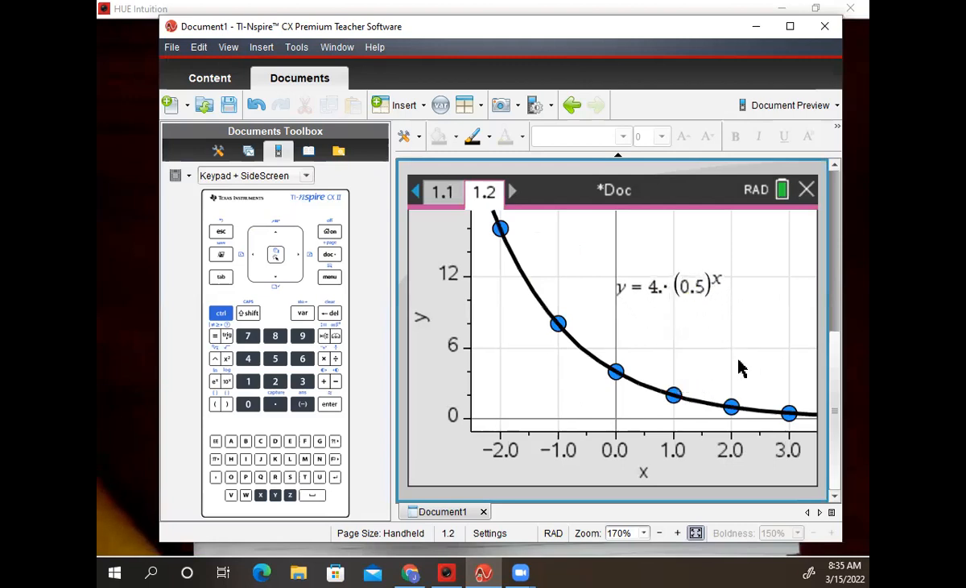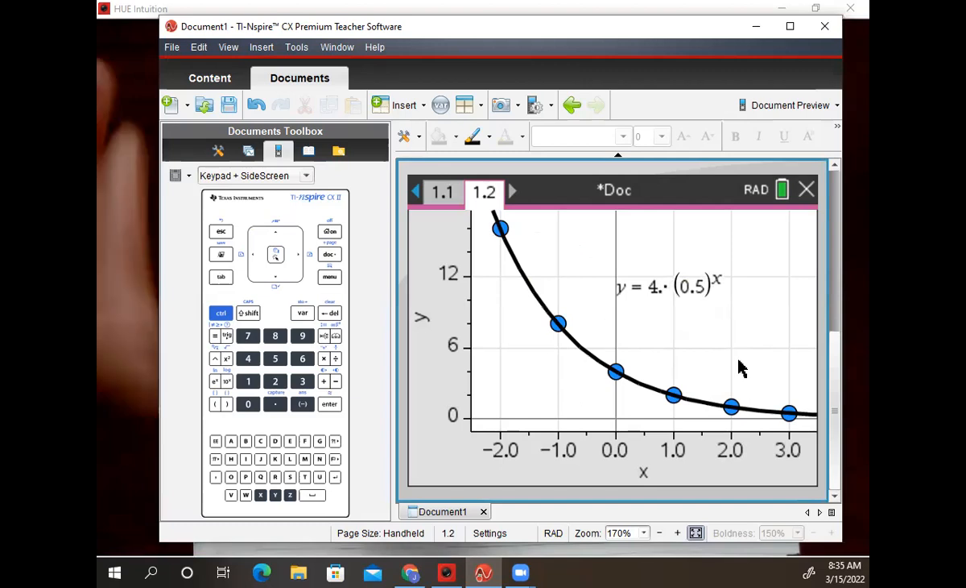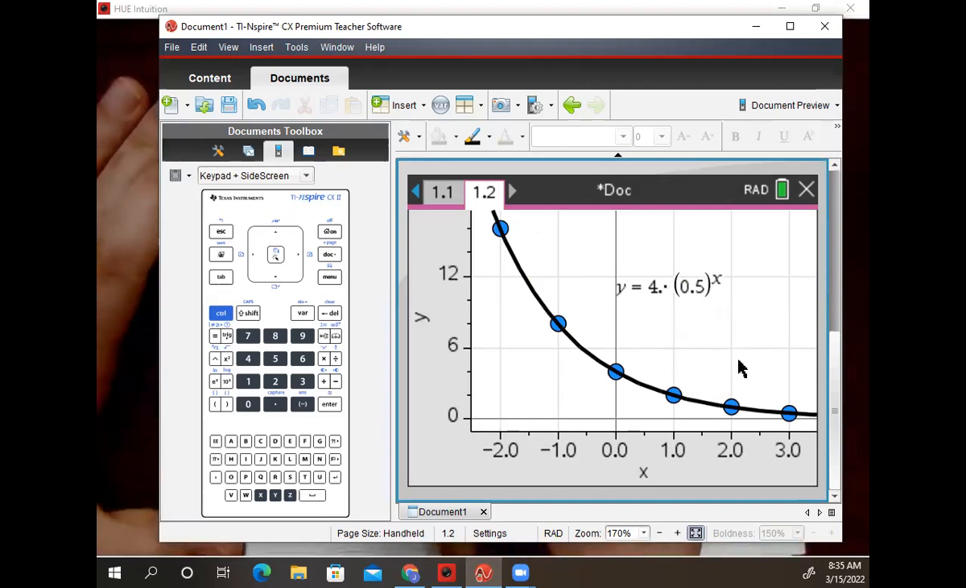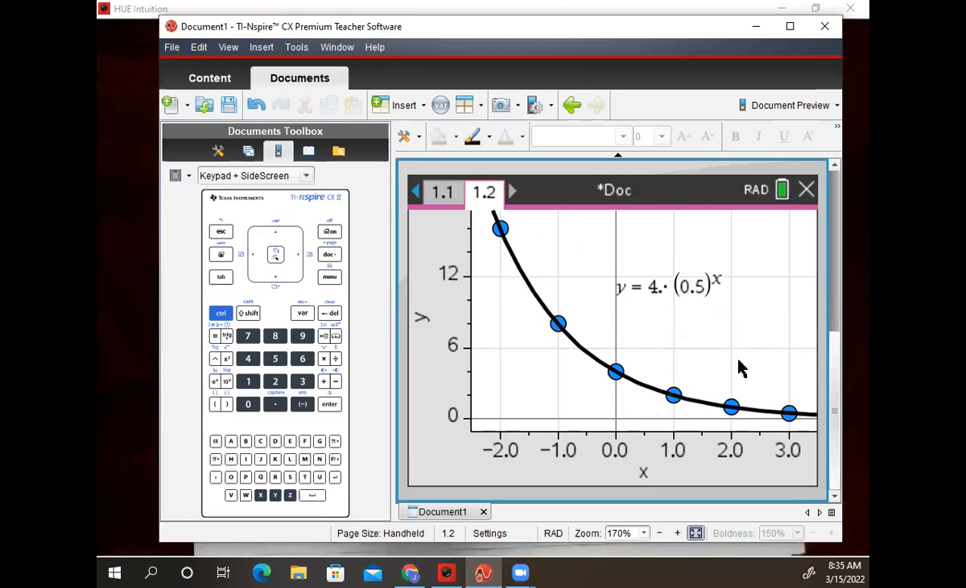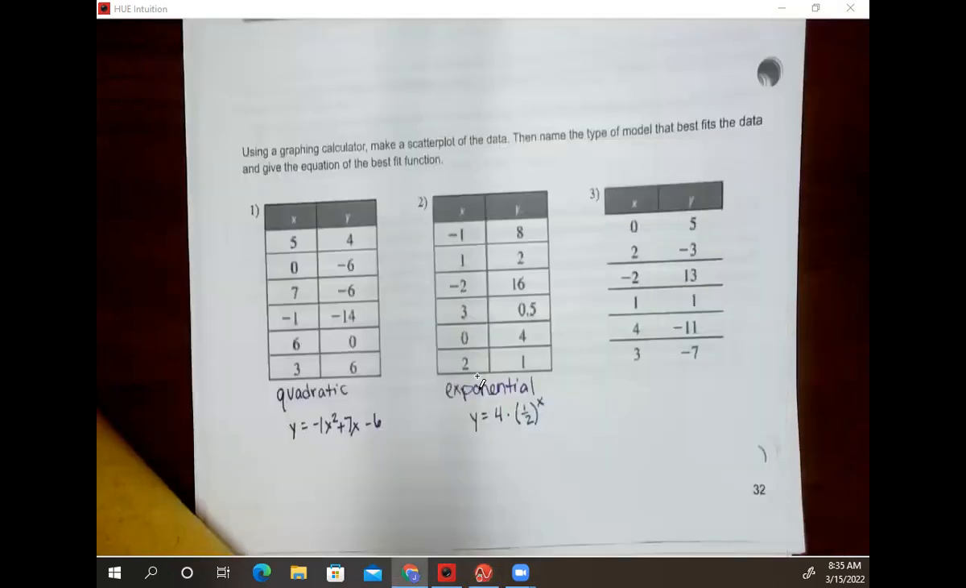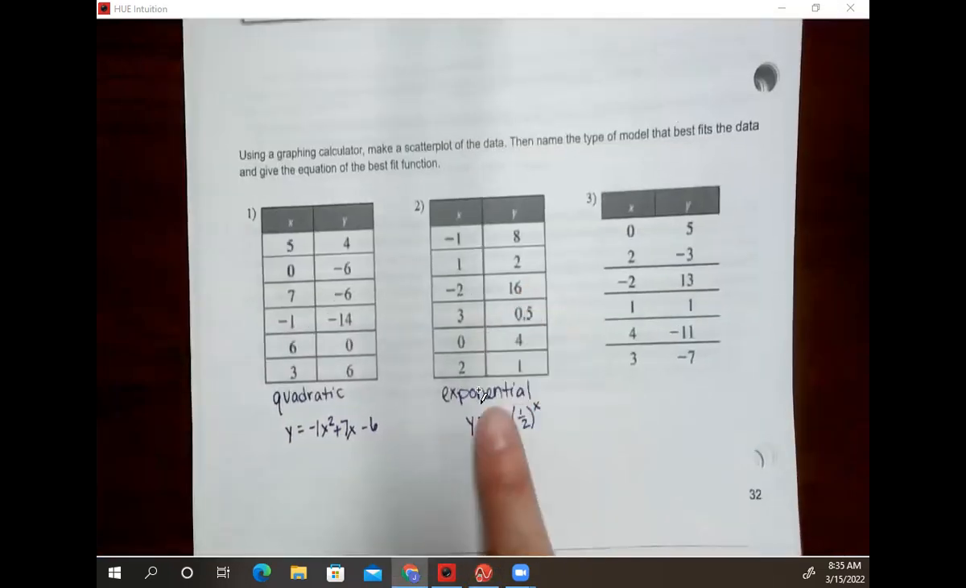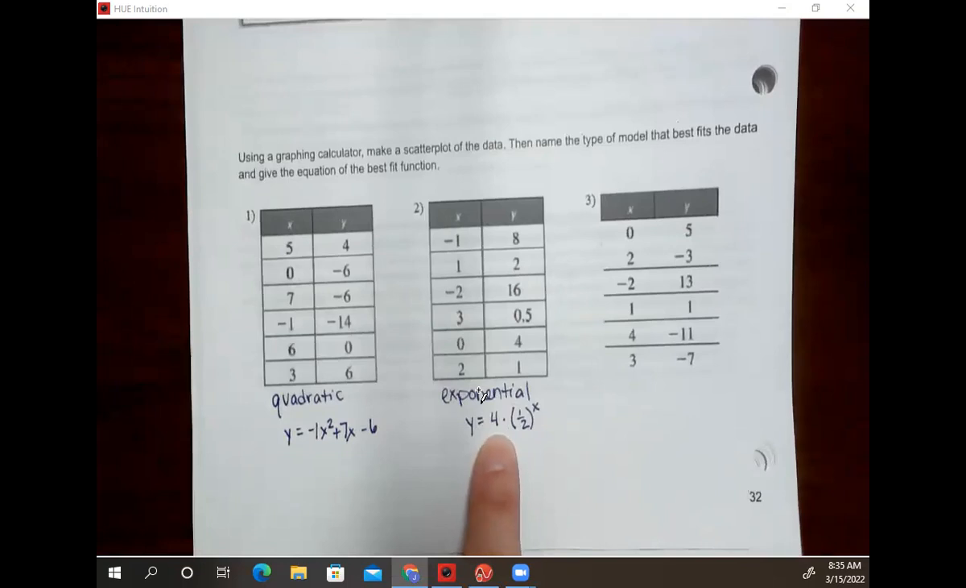So here's our exponential function here. So I'm going to jot that down in my paper. So this I used an exponential model, just putting that down in my notes. And then I'm going to write down the model that we've got on the screen there. So this would be 4 times 1/2 to the x power. If you wrote that as 0.5 instead of 1/2 in fraction form, that's fine too, but this is a pretty good fit. This curve fits our data pretty well. So for the second one here, exponential, and there's our exponential function.